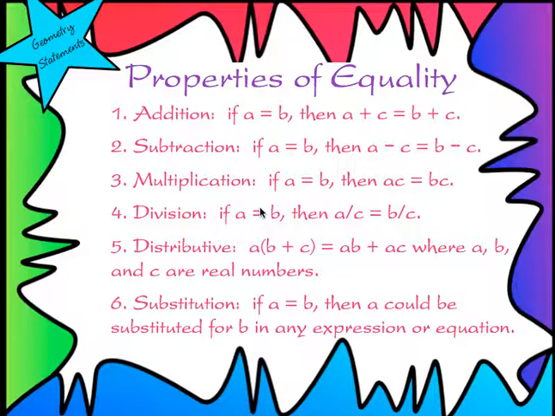So we've already kind of talked about these properties of equality. Addition says if you add the same thing to both sides of an equal sign, it's still equal. Subtraction is if you subtract them. Multiplication, division, we've done those. Distributive property just means if you have a number being multiplied by something in parentheses, you can multiply it by each one. And substitution is just the fancy math word for plugging something in.